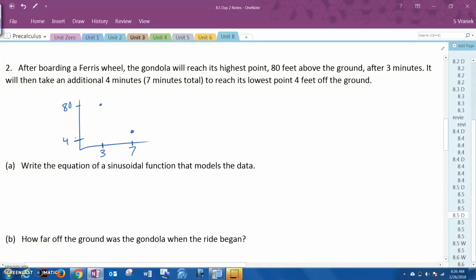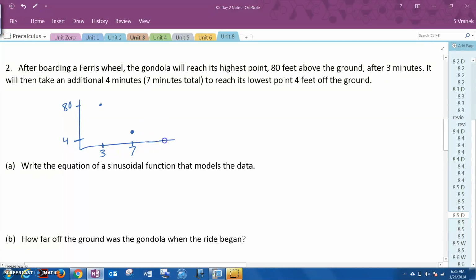By the way, you can't assume you boarded the gondola 4 feet off the ground. That could have been on the side loading, so we don't know that it hits back here, and actually it won't, because you'll see that here. Don't worry about the 0. We don't know anything about that. All we know is at 3 it's at 80, at 7 it's at the lowest point at 4. So we have to write a sinusoidal function that models this.